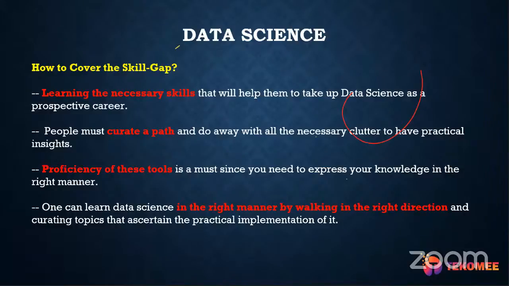Proficiency with the tools is very much important, and it is also very important to understand that you should walk in the right direction. Direction in this field is very important. Many people would come to you and say, oh, you have not learned this, oh, you have not learned that, oh, you have not done that. How are you working in the data science field, or how are you progressing towards the data science field, you have not learned this. But understand that going in the right direction in the right manner is very important to cover up your skill gap.